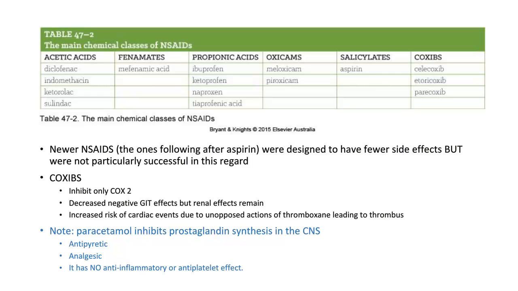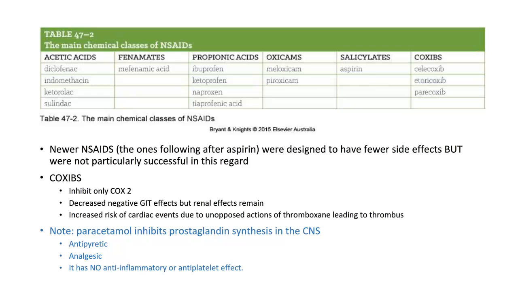Now the COXIBs only inhibit COX-2, and that means that we get the anti-inflammatory effect as we saw on the previous slide. We do get some change in thromboxane levels though, and when they introduced the COXIB groups, celecoxib, etoricoxib, parecoxib, they realized after having it out on the market for quite some time that cardiac events were occurring, and that's been traced back to what they believe is the unopposed action of thromboxane leading to thrombus occurring, so platelet aggregation.